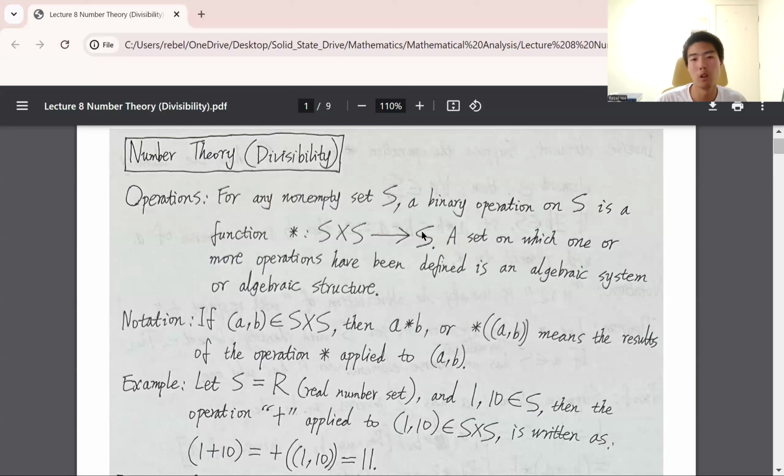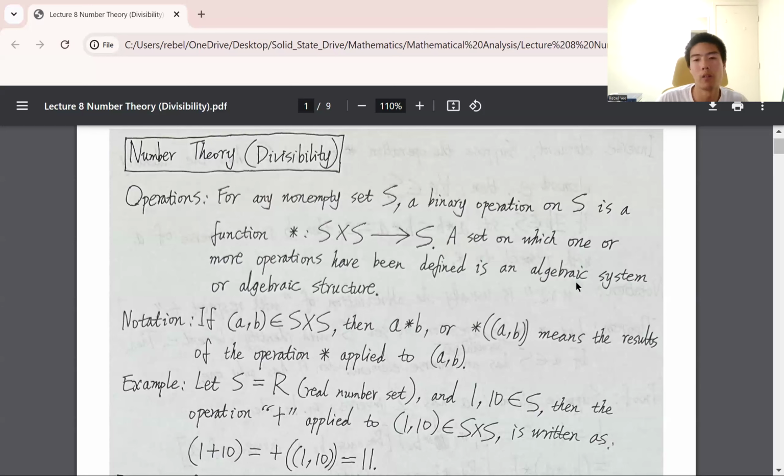For example, we do addition: 1 plus 1 equals 2. So it goes from (1, 1) to 2. This is a function going from two dimensions to one dimension, so it's binary. If it's more than two, we go from 1 plus 1 plus 1 to 3, so it becomes S times S times S goes to S. So that's the operation. And a set with one or more operations defined is called an algebraic system.